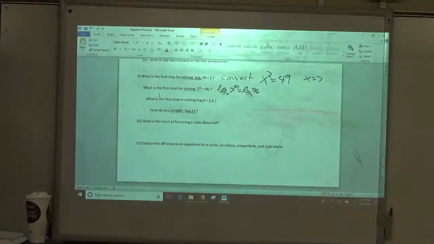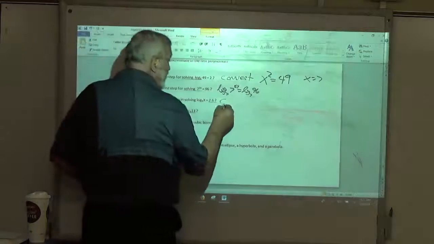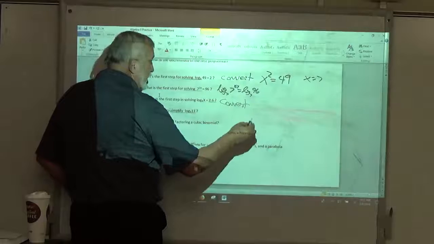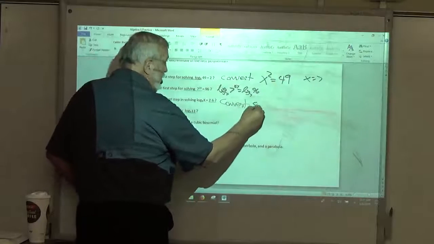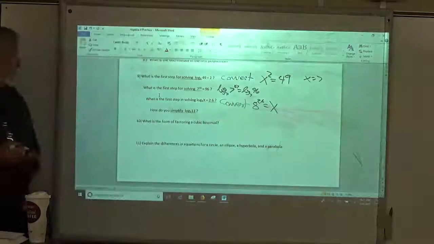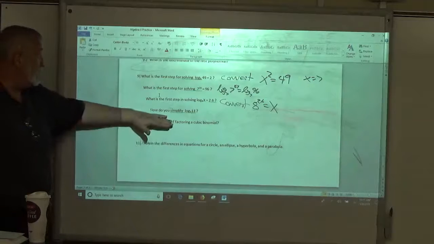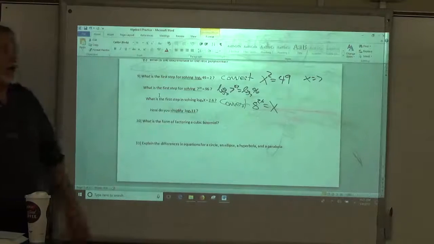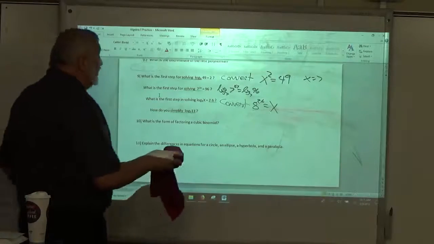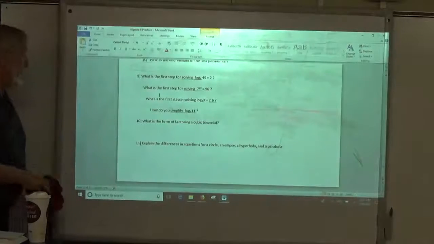Now, what's the first step for the last one? Convert it to exponent. When you do, what do you get? 8 to the 2.6 power equals x, and that's just straight calculator work. Okay. Last question in logarithms. How do you simplify log base 4 of 11? Log 11 divided by log 4. Okay, log 11 divided by log 4.